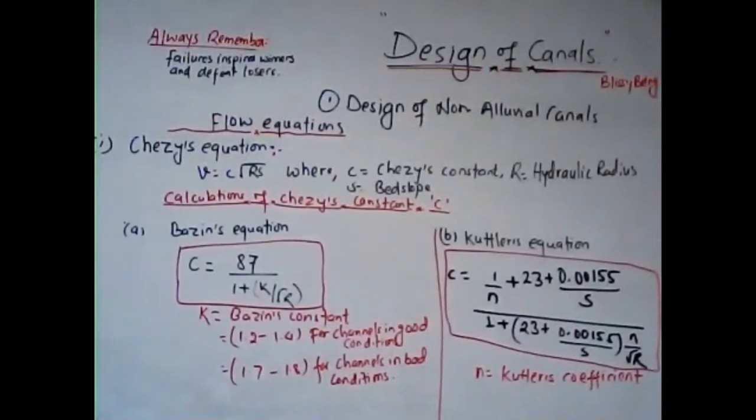Likewise, Kutter's equation can be helpful for determining Chezy's constant C, where C can be determined using the formula C equals (1 by n plus 23 plus 0.00155 divided by S) divided by (1 plus (23 plus 0.00155 by S) times n by root R). Here R is the hydraulic radius, S is the bed slope, and n is the constant known as Kutter's coefficient.